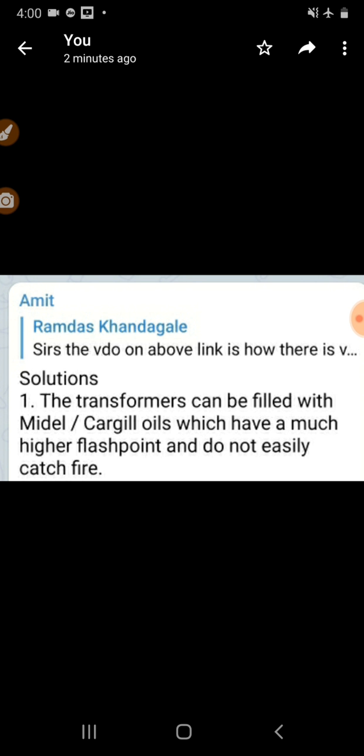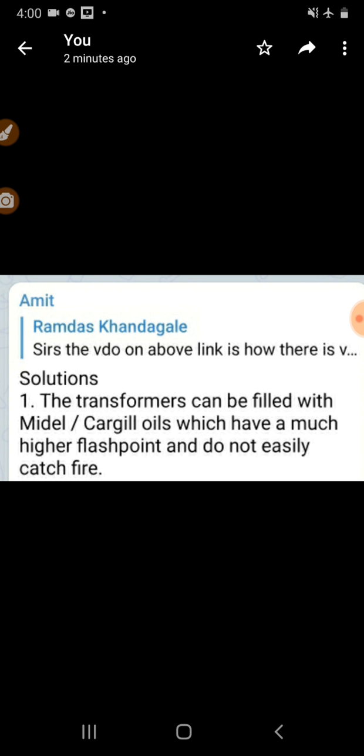And in my service, I have maintained only paraffin and naphthalene based oils, not any other. And this transformer oil, also called a mineral insulating oil, originates from petroleum. The chemical structure of transformer oil manufactured from crude petroleum is very complex.